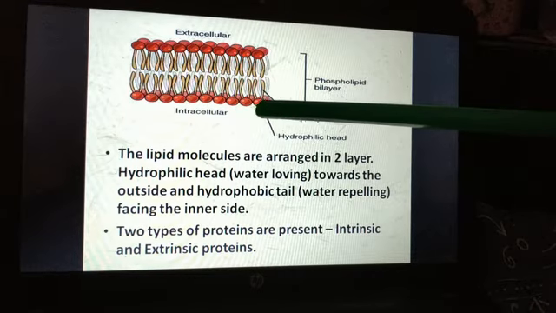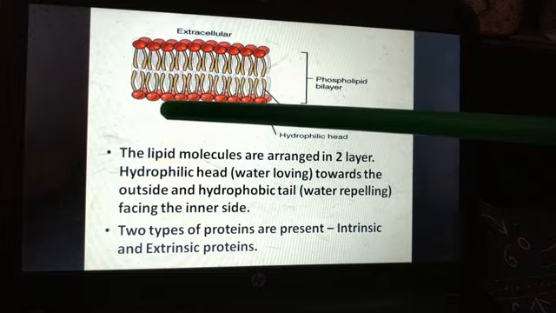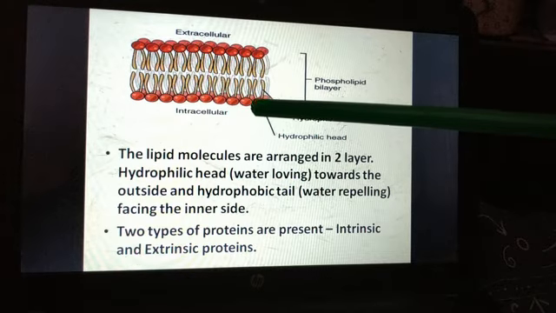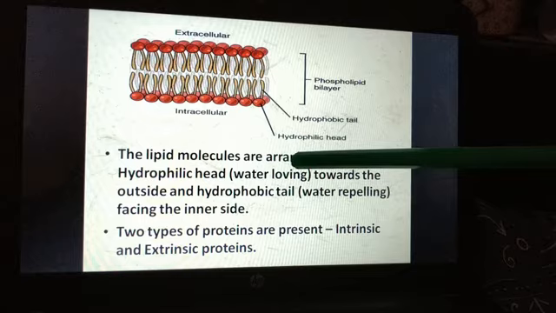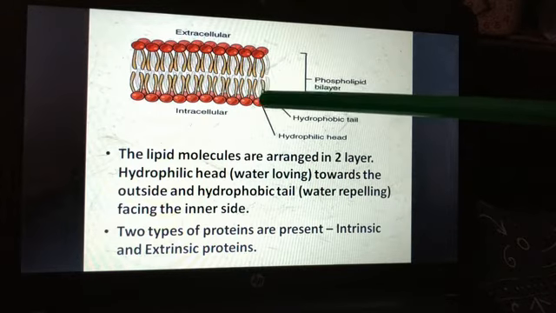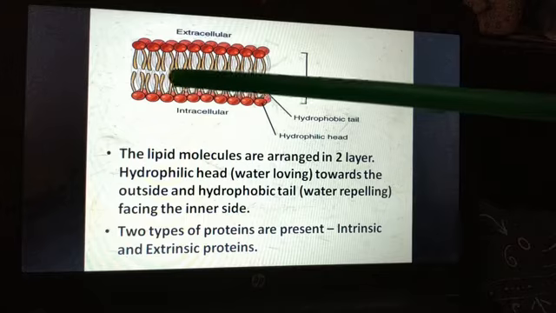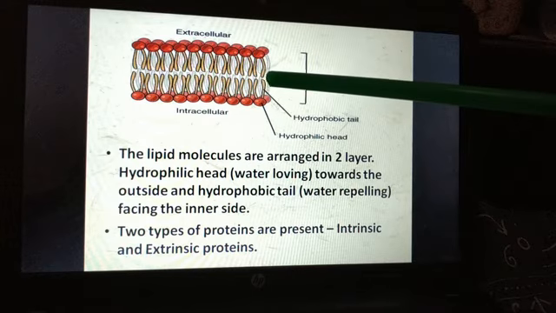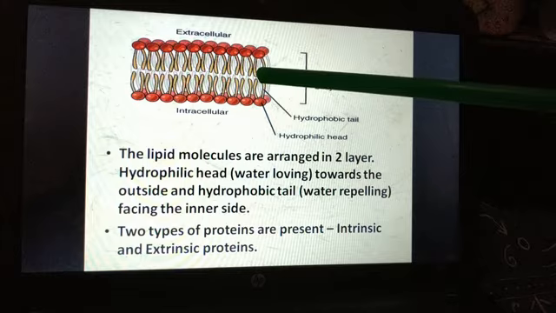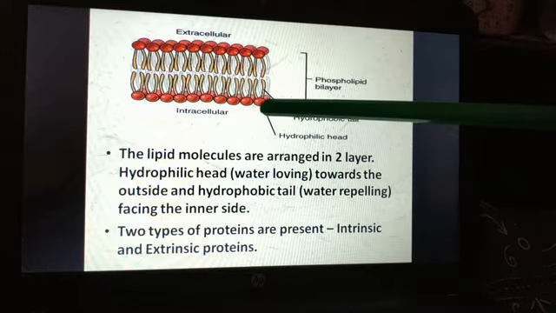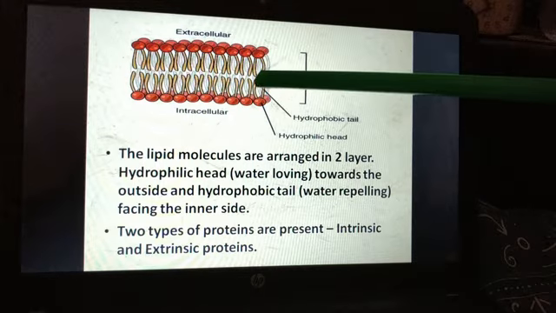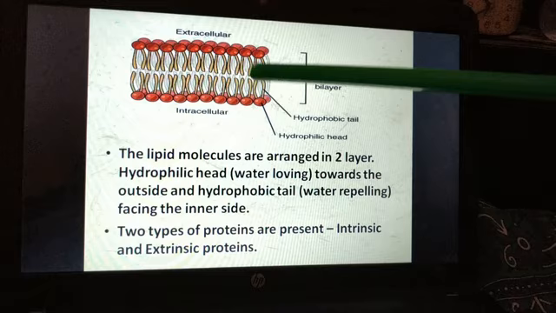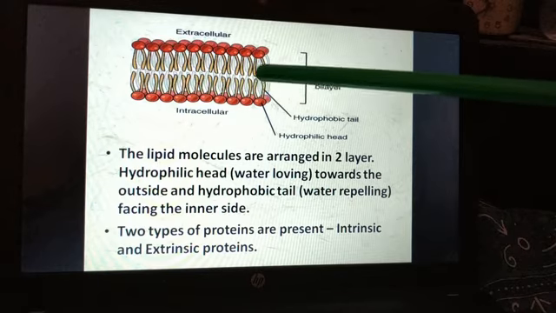Now this red portion, can you see? This is called the head. These heads are hydrophilic, that is, they are water loving. And the tails, the yellow part, can you see students? This is the hydrophobic tail. The head is hydrophilic and the tail is hydrophobic. So hydrophobic means it will repel water.